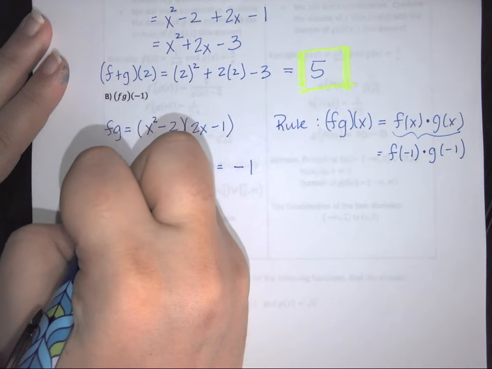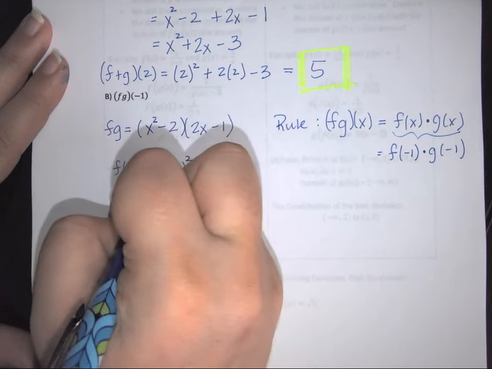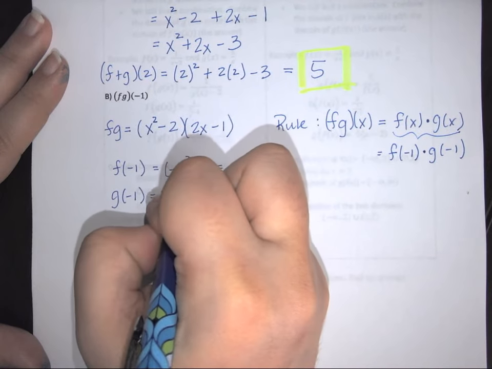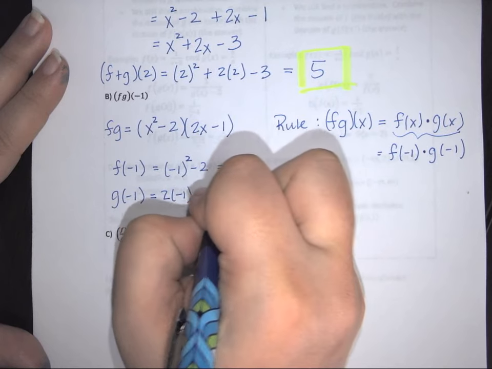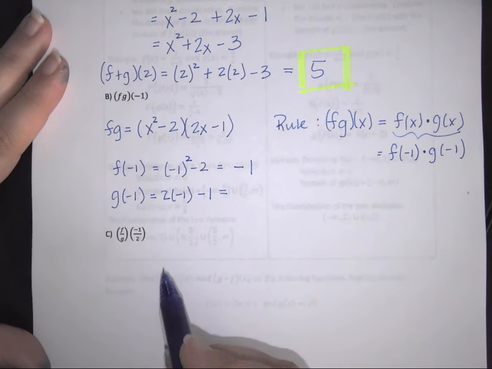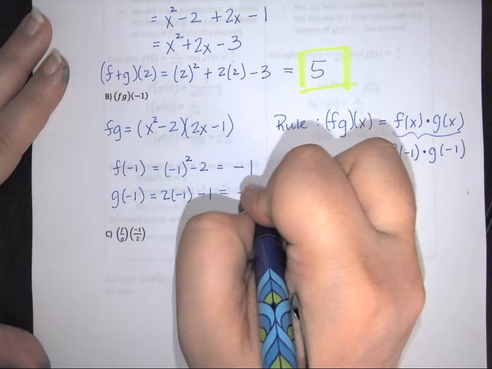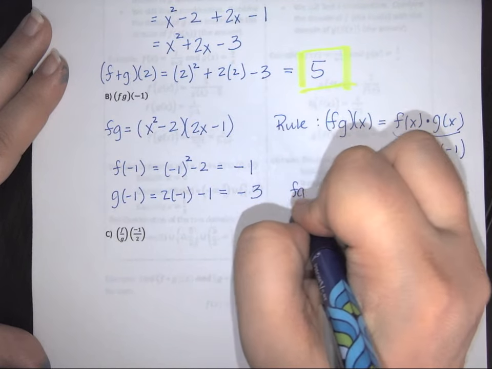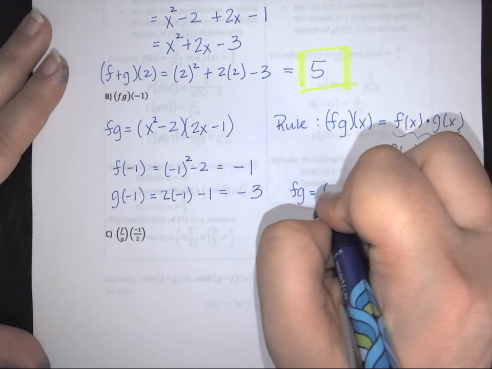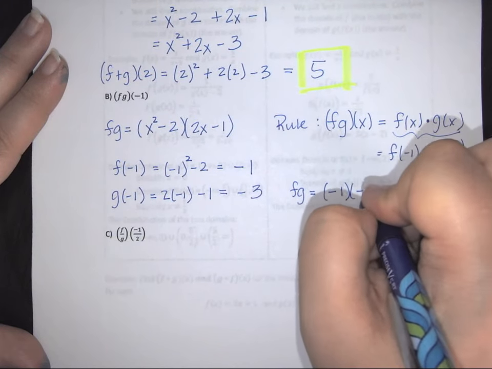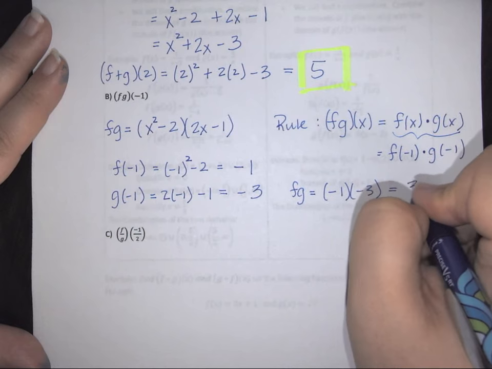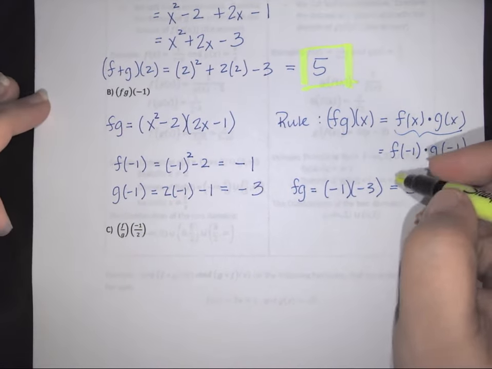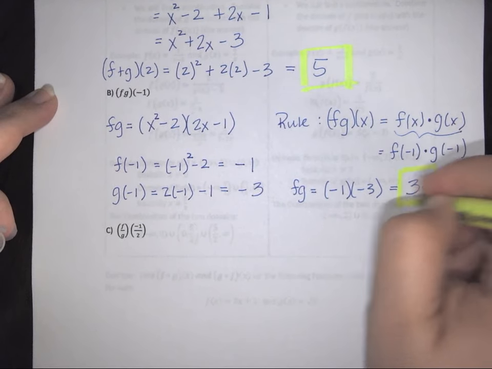And then I have to do g of negative 1. So here, this becomes 2 times a negative 1 minus 1. Well, 2 times negative 1 is negative 2, minus 1 is negative 3. And then simply, I now have to do f times g, which says negative 1 times a negative 3 gives me 3 as a result. Okay? So this would be the answer we were looking for.